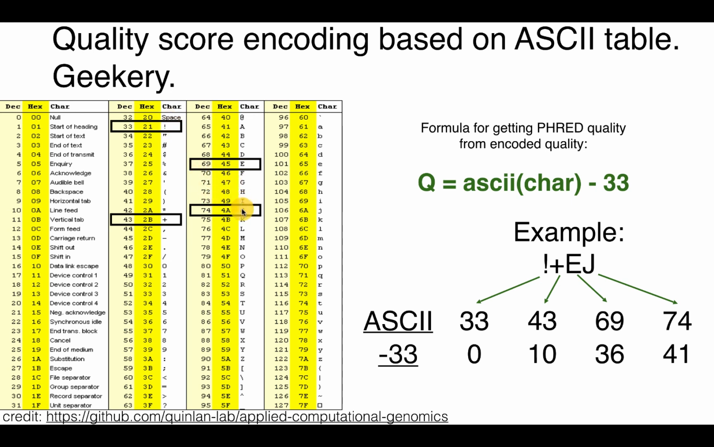If you have a plus, it is a 10. Okay? If you have an E, it's whatever 69 minus 33 is. 36. Okay? Why is it minus 33? Well, if you look closely, you'll see that the first 33 characters aren't actually characters that are easy to type in a line. Having a line feed button as one of your characters wouldn't make sense. So starting at 33 just makes sense for having good characters to look at.